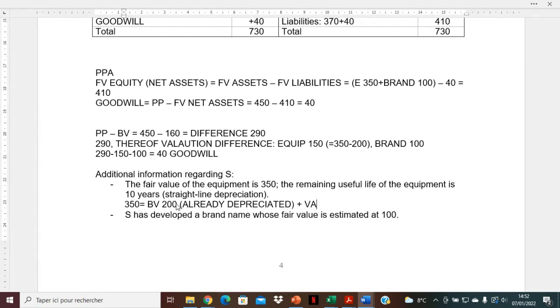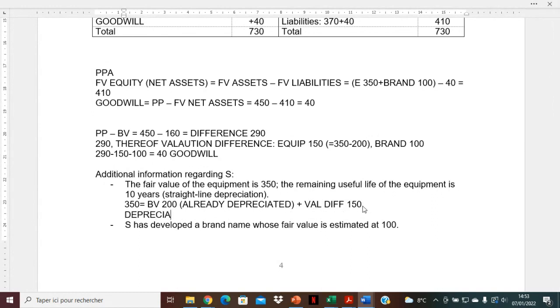and the valuation difference of 150. The subsidiary does not account for the valuation difference of 150, but on a group level, we need to account for this, which means that we, on a group level, need to depreciate the valuation difference. So for the valuation difference related to equipment of 150, I need a depreciation.